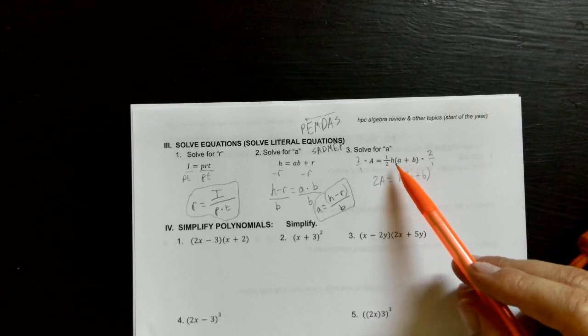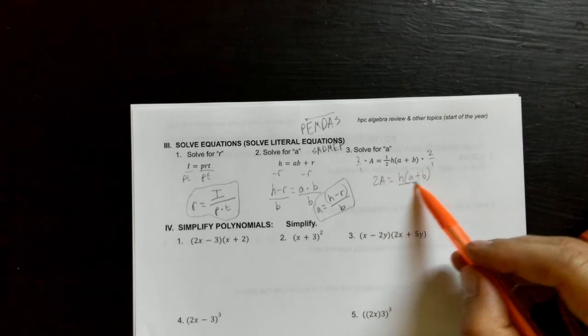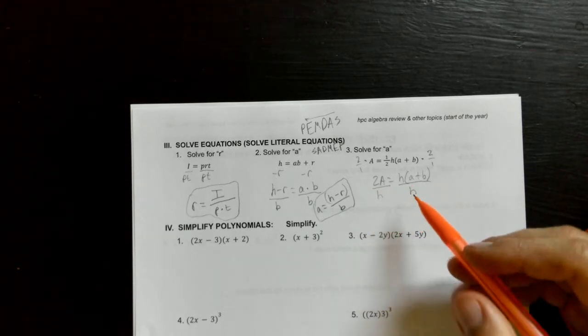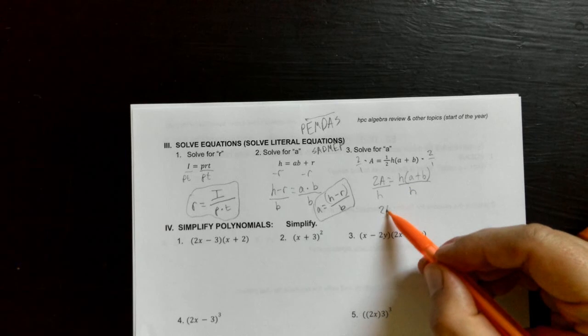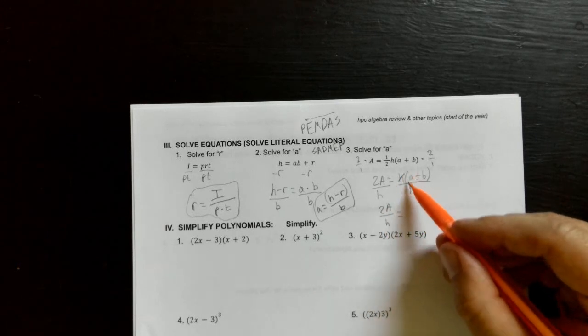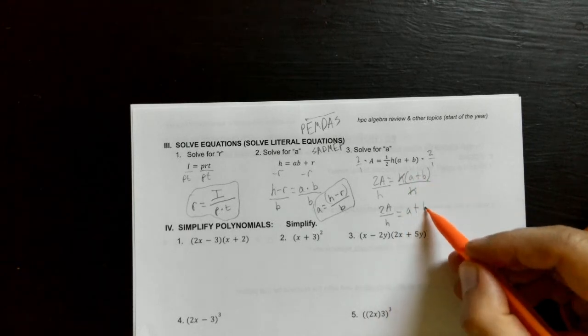So now I want to get rid of the h. Again, I'm doing this one step at a time here. I'm going to divide both sides by h. And so now I'll have this fraction 2a over h, and that's going to equal, now these will cancel, and now I'll have left just a plus b.